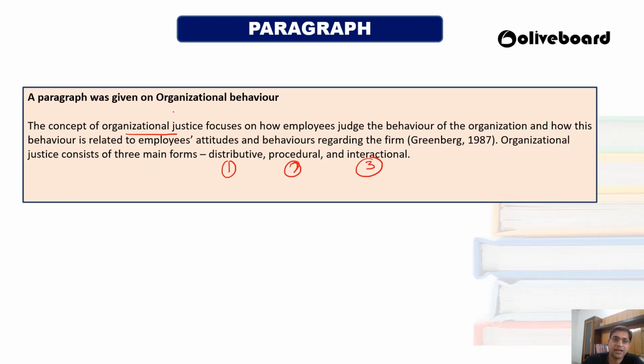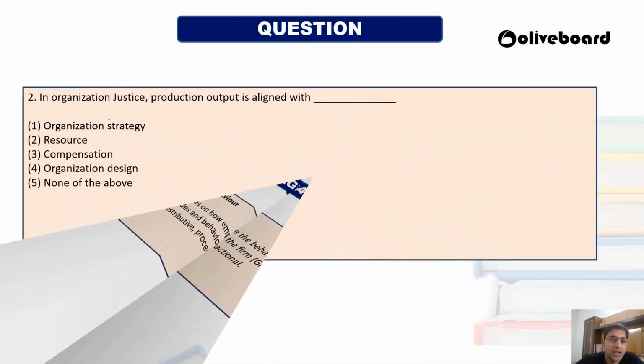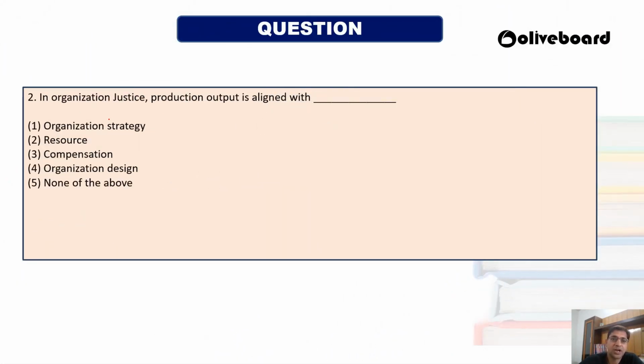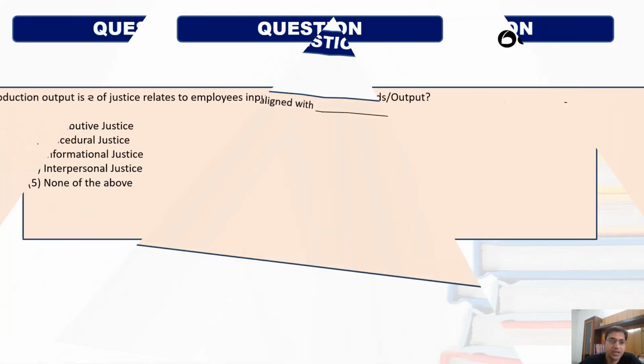Okay, so now based on organizational justice, we have a few questions. The first question is, in organizational justice, production output is aligned with what? The production output is aligned with compensation. The more compensation, the more output they are going to give from their own side.